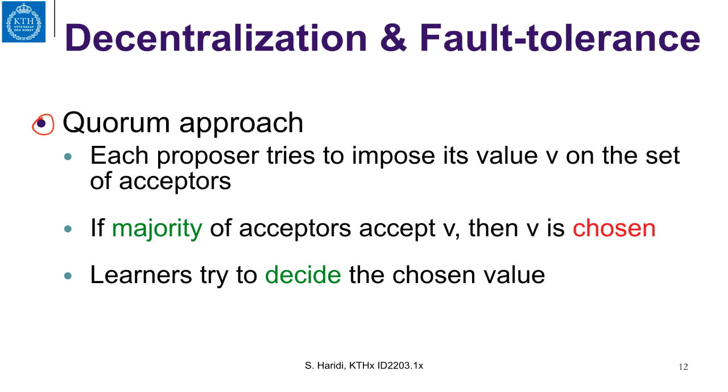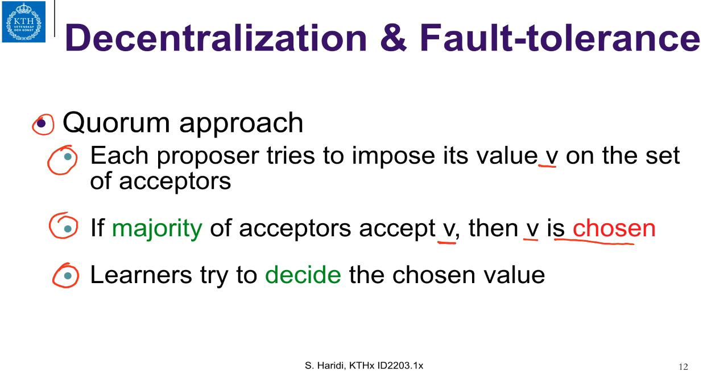Each proposer tries to impose its value V on a set of acceptors. And now we come to a very important concept, the concept of when we can say that a value is chosen. So if a majority of acceptors accept a value V, we call V a chosen value. The chosen value will be the value that will be decided upon. And learners will always try to decide on a chosen value. So this is one of the basic ideas of the algorithm.